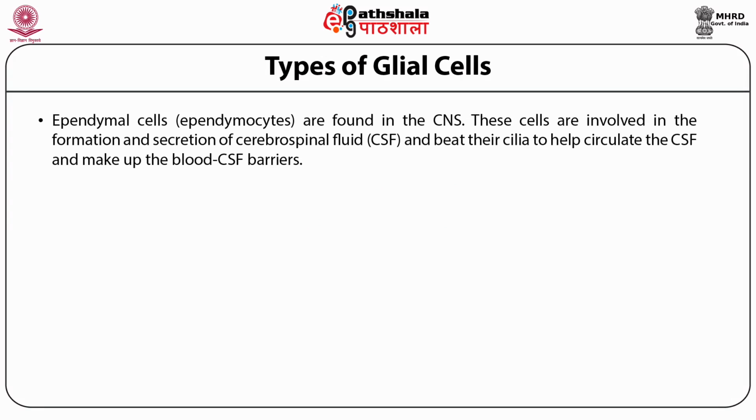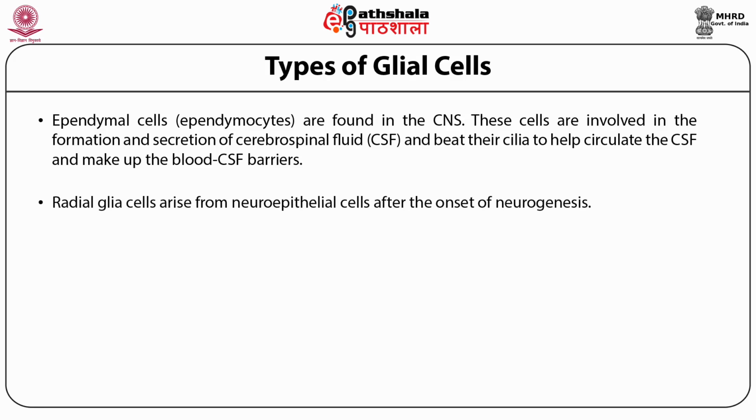Ependymal cells are found in the central nervous system. These cells are involved in the formation and secretion of cerebrospinal fluid, and they beat their cilia to help circulate the CSF and make up the blood-cerebrospinal fluid barriers. Next is radial glia. These cells arise from neuroepithelial cells after the onset of neurogenesis.